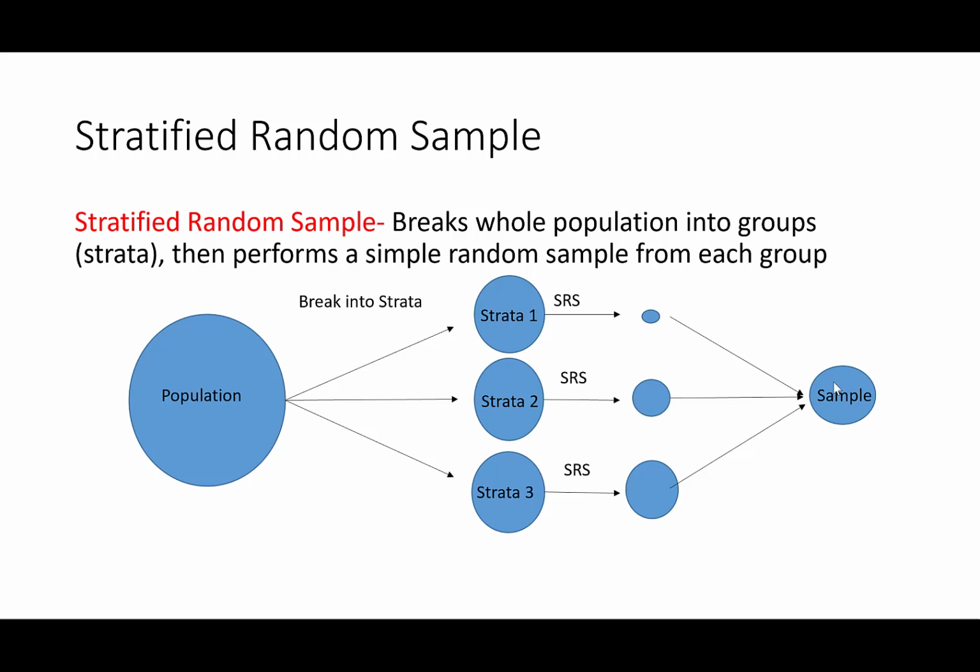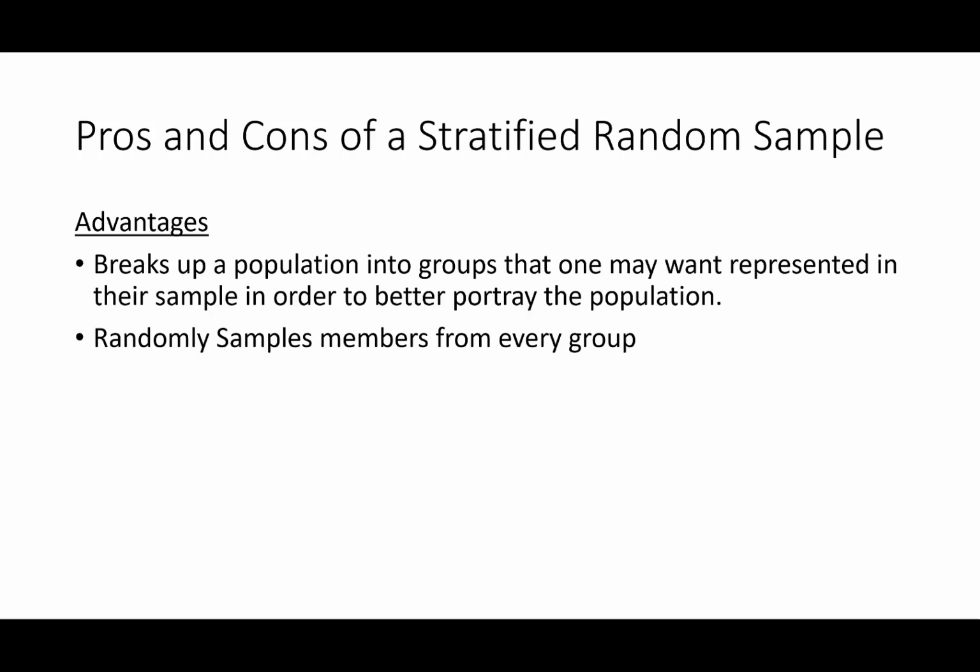So the benefit of this sampling method compared to a simple random sample is that it can guarantee you represent observations of a certain type. A simple random sample cannot guarantee that you would represent all of the groups that you're interested in based on your population. So there are a lot of advantages of working with a stratified random sample, in that you break up these observations into certain groups and you randomly select observations from every group.